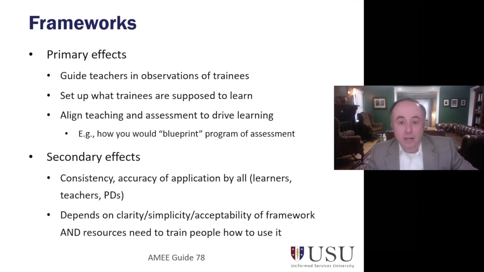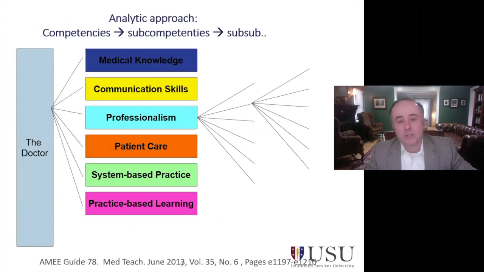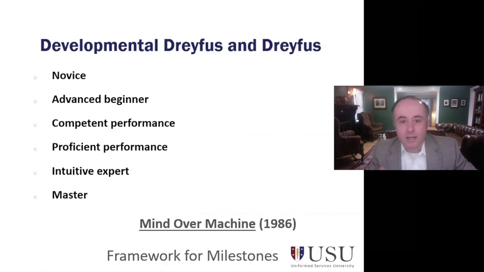Now, there's three major types of frameworks. I'm going to start with the analytic approach. That kind of deconstructs things. You take what a good doctor is and you break it down into different components. Here you have the very familiar 6 core competencies back from 1999. But those then get broken down into subcomponents and eventually milestones, and the list gets very long. Analytical is great. It's discrete measurements, but that list can be overwhelming. And AMEE Guide number 78 and some other handouts have a great review of this. We'll get to that later.